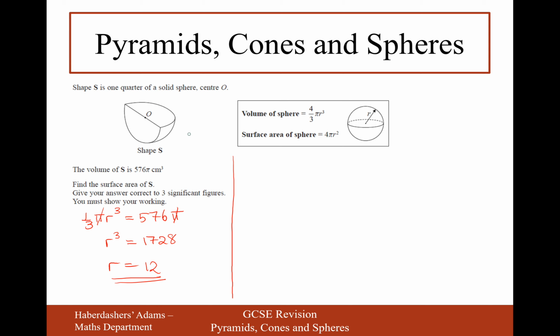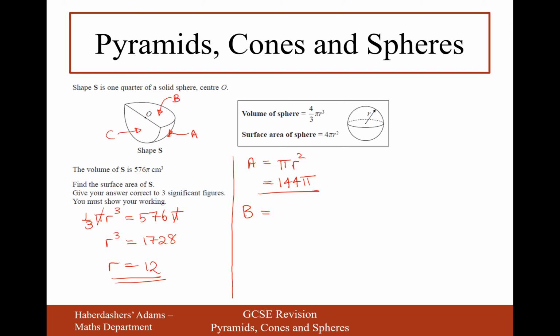We'll have to break this up into 3 parts. We'll call part A the curved surface area, and then we'll call part B and part C these parts of the shapes here. So for part A, it's going to be a quarter of the normal surface area. So if the normal surface area is 4 pi r squared, then a quarter of it will just be pi r squared. So that's going to be 144 pi, because that's 12 squared times pi. So that's A.